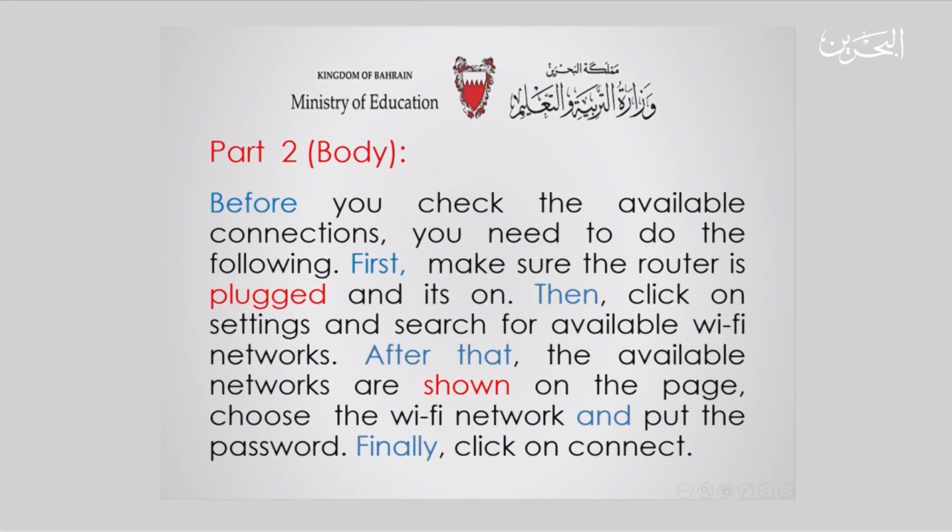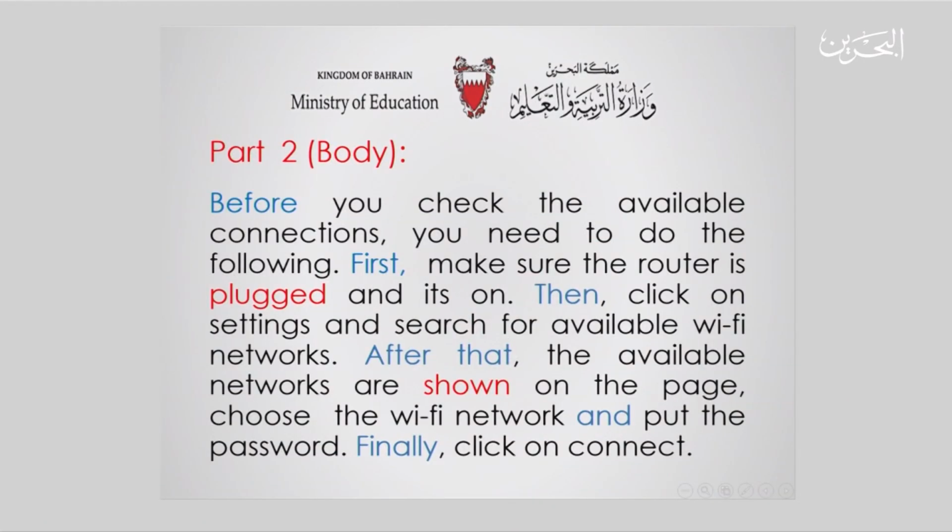Let's go on, and it's on. Then, pay attention to then. This is another transitional word. Click on Settings and search for available Wi-Fi networks. After that, and this is another transitional word, the available networks are shown, and this is again the passive form that we have taken previously on the page. Choose the Wi-Fi network and put the password. The last stage, finally, click on Connect.